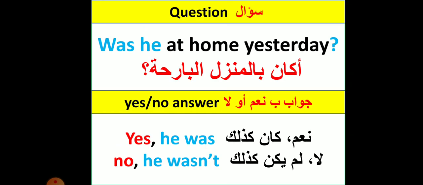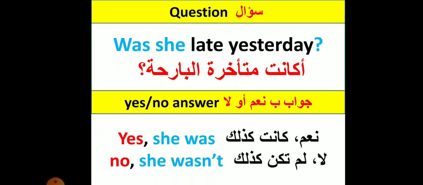Was he at home yesterday? Yes, he was. No, he wasn't. Was she late yesterday? Yes, she was. No, she wasn't. Wasn't here is was plus not.